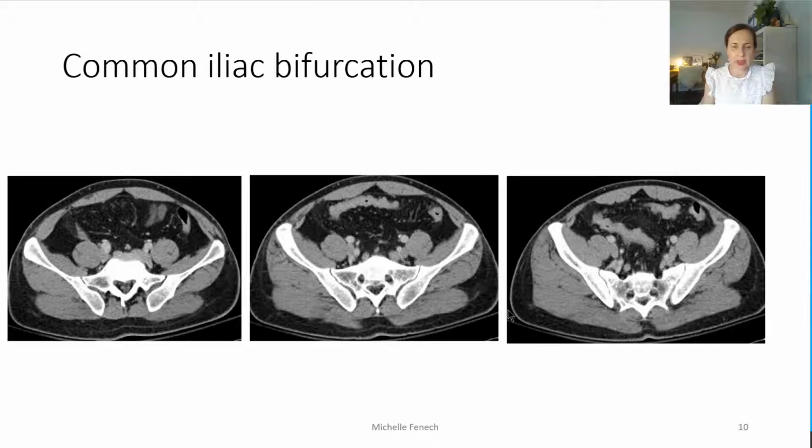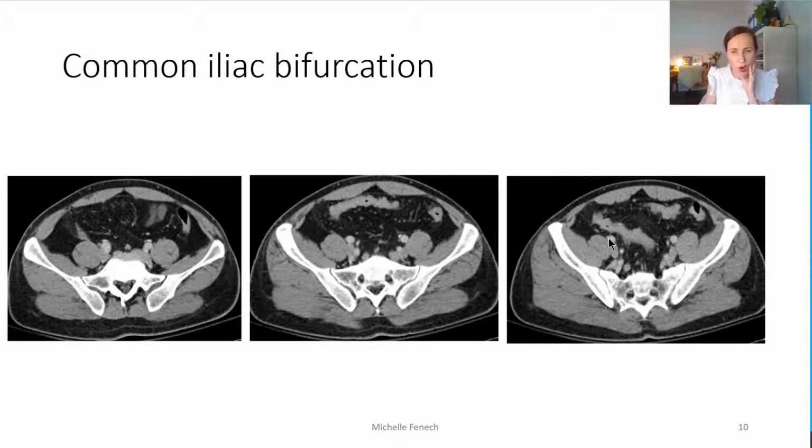So these are transverse or axial CT scans. This is more superior, and they're moving more inferiorly as we move through the sacrum here. So we can see our psoas muscles here. We can sort of see our right common iliac artery, which is just sort of bifurcating, and our left common iliac artery, which has bifurcated into our internal and external iliac arteries. So this is our right external and right internal, left external and left internal iliac arteries. I hope I'm not confusing you there.